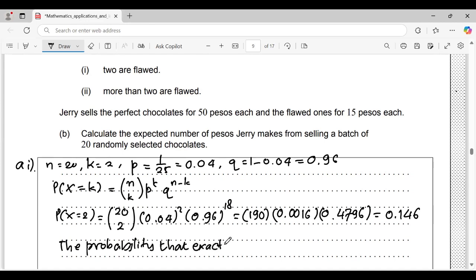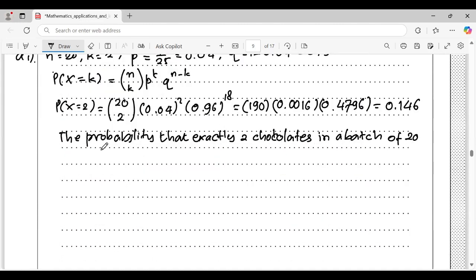Okay. So the conclusion, we can state that the probability that exactly two chocolates in a batch of 20 are flawed is approximately 0.143 or 14.3%.